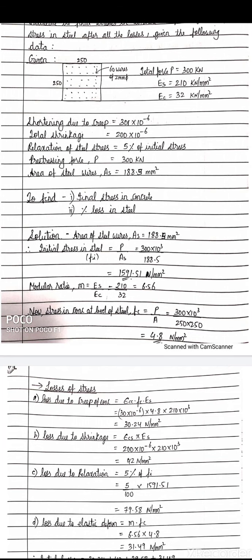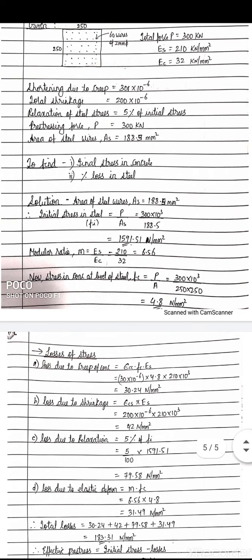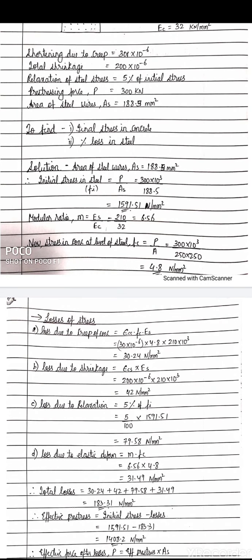Next we'll find out Fc, that is stress in concrete at the level of steel, which is given by P by A plus P e square upon I. Since the steel wires are uniformly distributed all over the section, we can ignore the second term. So your Fc will become P by A. That comes out to be 4.8 Newton per mm square.